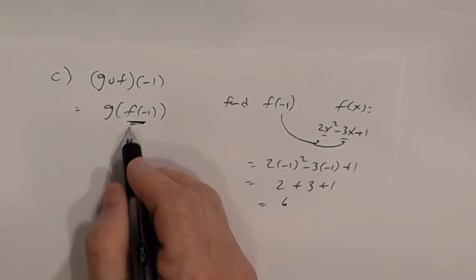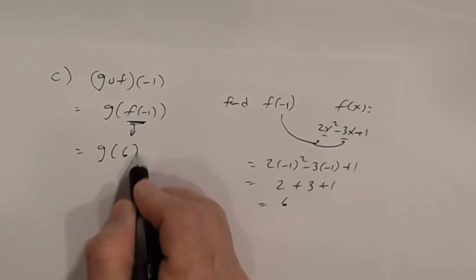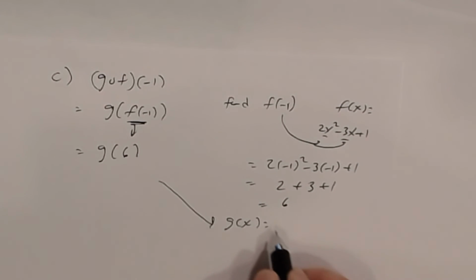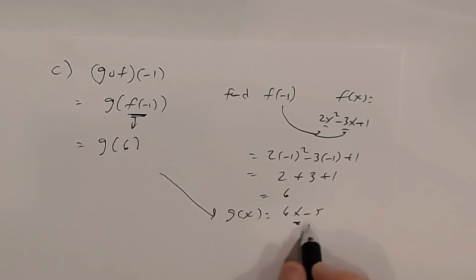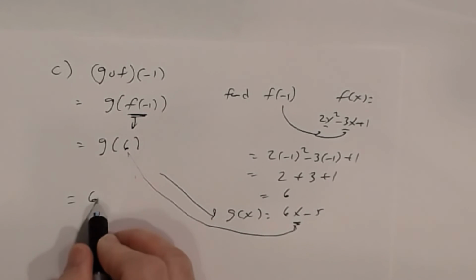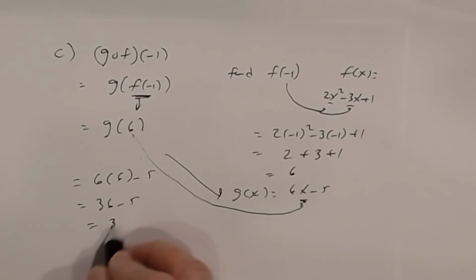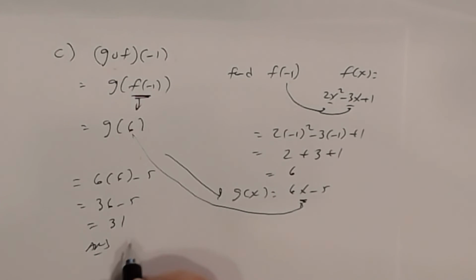So that's what this is. This is all I found is this. So now I've got to find g of 6. Well, g of 6 means I go to my function g, which is 6x minus 5, and wherever we see the variable x, I'm going to substitute 6. So this becomes 6 times 6 minus 5, 36 minus 5, which is 31. And so the answer for this is 31. So g composed with f at -1 equals 31.